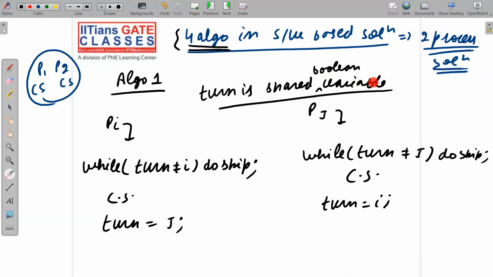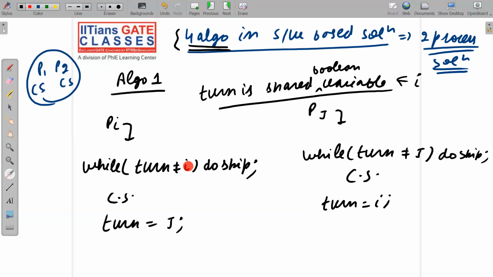So turn is a shared Boolean variable. It can be initialized by i or j. It hardly matters to me. So let me start, it has been initialized by i. Because it is a shared variable and a Boolean variable, it has to take some value. So I'm assuming that it has taken i. This arrow means it has taken value i. So now, let us suppose Pi started first.